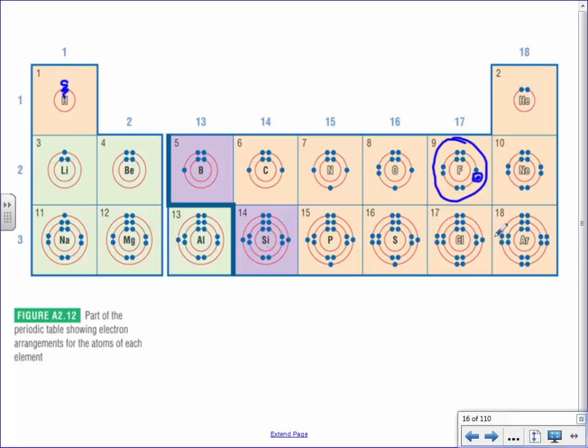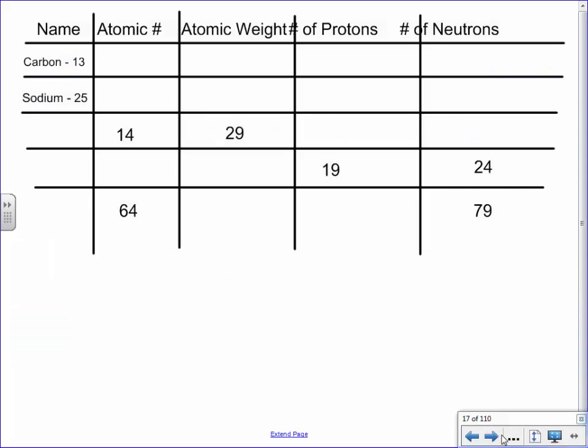Because then it's not fluorine, then it's oxygen. So let's do some examples here. I've got a chart here. Let's talk through some of this stuff about protons, neutrons, and electrons. You've probably done these before. I just want to make sure I'm really clear on it because we need to know our ABCs before we get to our words.